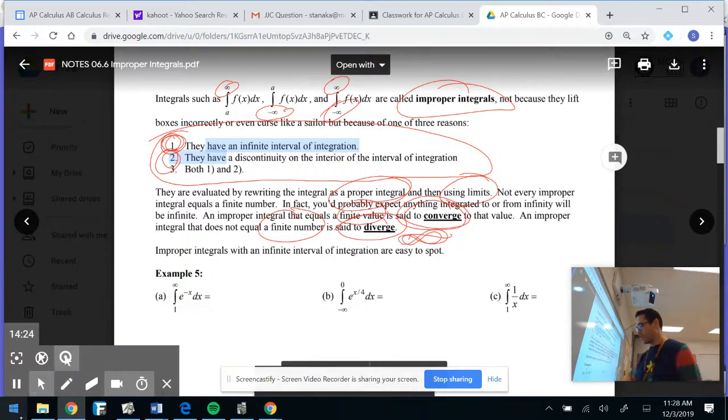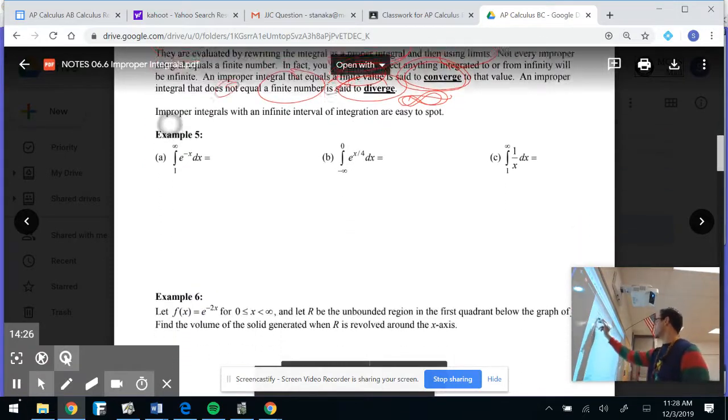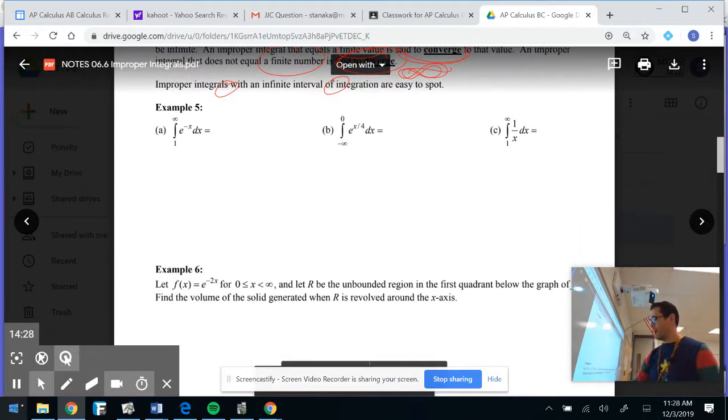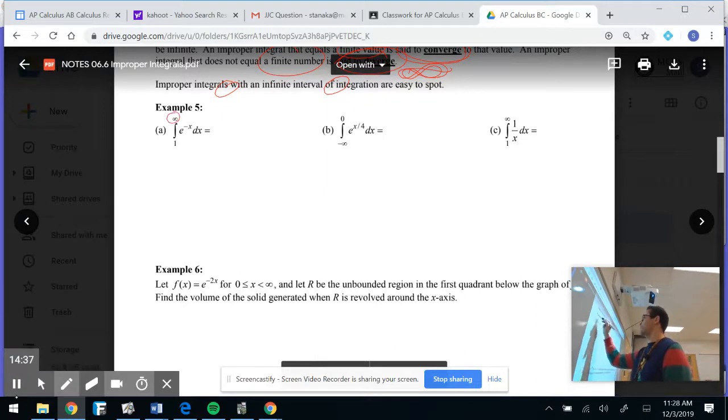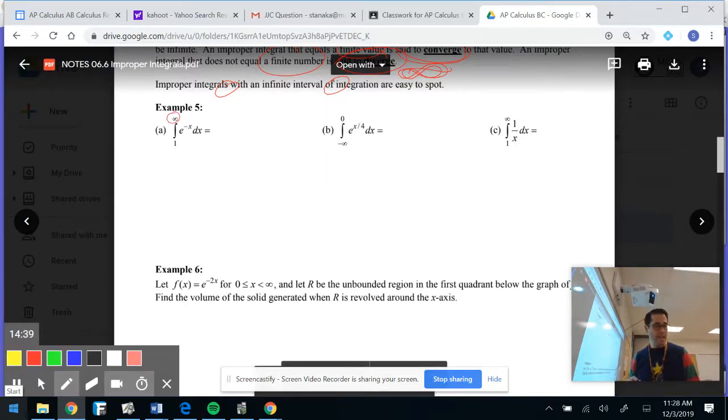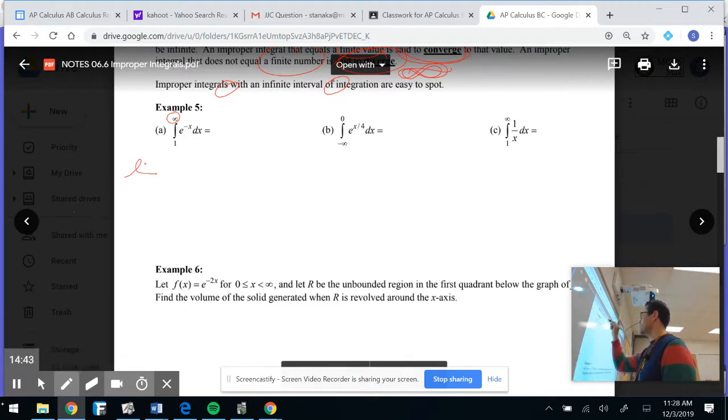Let's look at a couple more examples here, Example 5A, B, and C. Let's do these. We have infinity up there. That's an improper integral, and it's not a p-series. If it's not a p-series, we have to do some work, so let's do the limit. This is the first problem we did earlier today, but this time we're going to turn it into this improper integral.